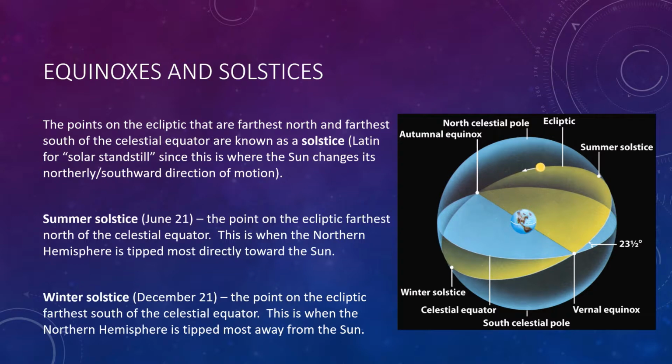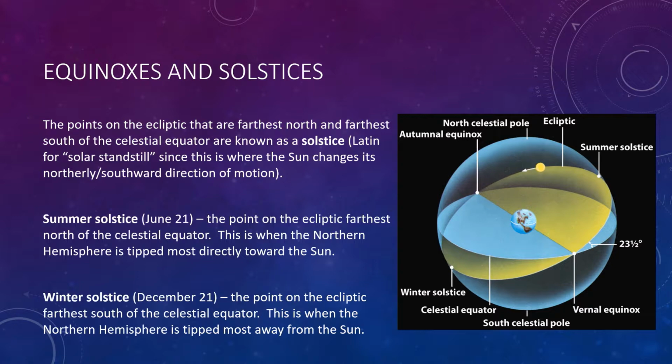Anyway, between the vernal and autumnal equinoxes lie two other significant locations on the ecliptic. The point on the ecliptic farthest north of the celestial equator is called the summer solstice. And it is at this point that the sun stops moving northward on the celestial sphere, as I just mentioned. At this point, the sun is as far north of the celestial equator as it can get. It marks the location of the sun at the moment summer begins in the northern hemisphere on about June 21st.